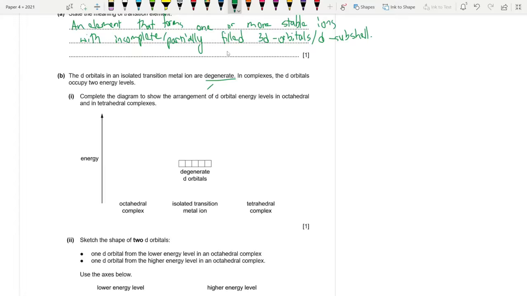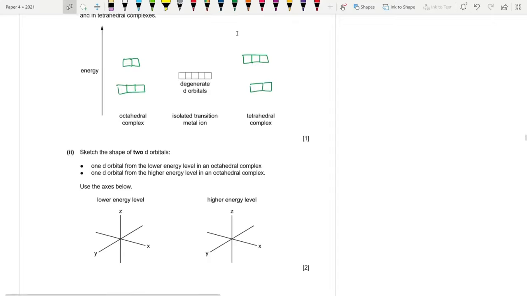In an octahedral complex, what happens? Basically, two orbitals go to the higher energy level, okay? So basically, two up here, and three orbitals go to a lower energy level. On the other hand, for a tetrahedral complex, three orbitals go to a higher energy level, and two orbitals go to the lower energy level. This is the logic. You need to remember this.